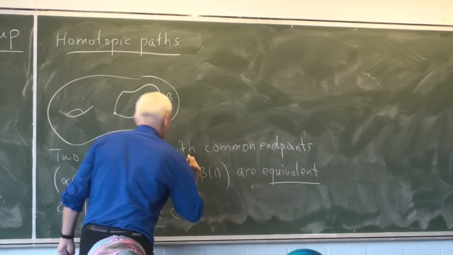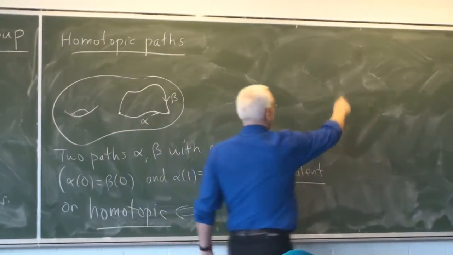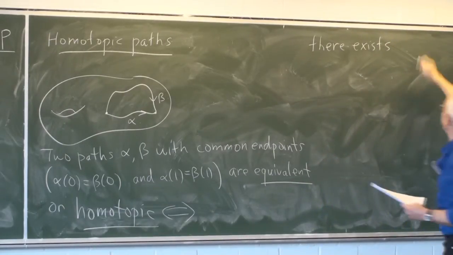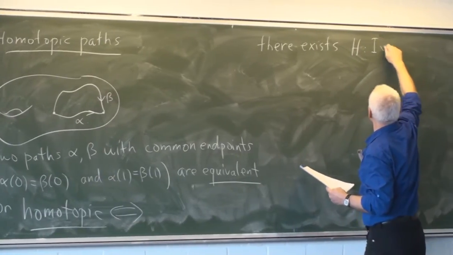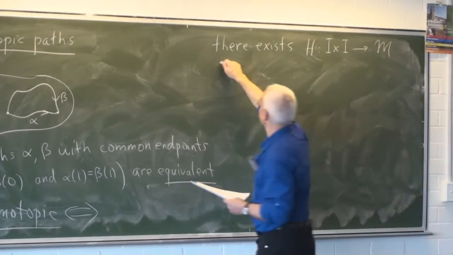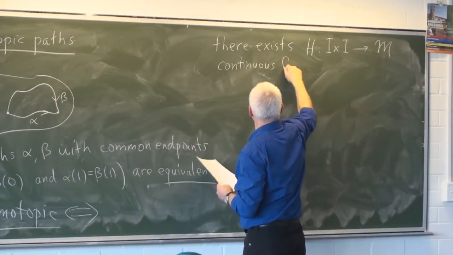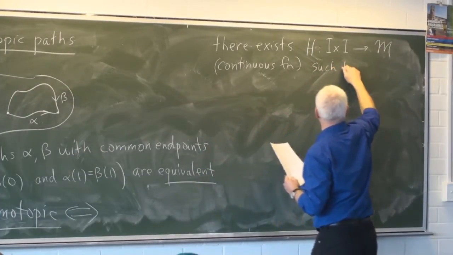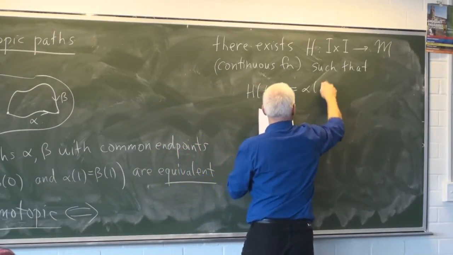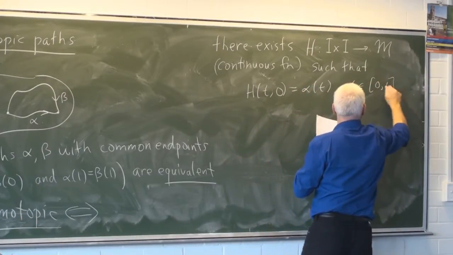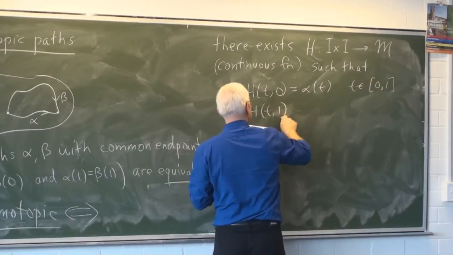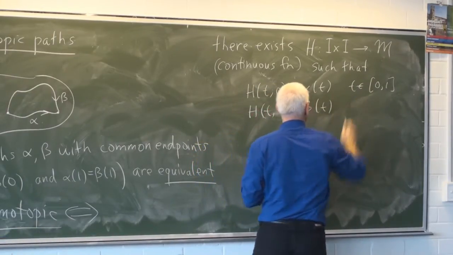precisely when there exists a continuous map H from the interval cross the interval into our surface, with the property that H of (t, 0) equals alpha of t for t in [0, 1], and H of (t, 1) equals beta of t for t in [0, 1].